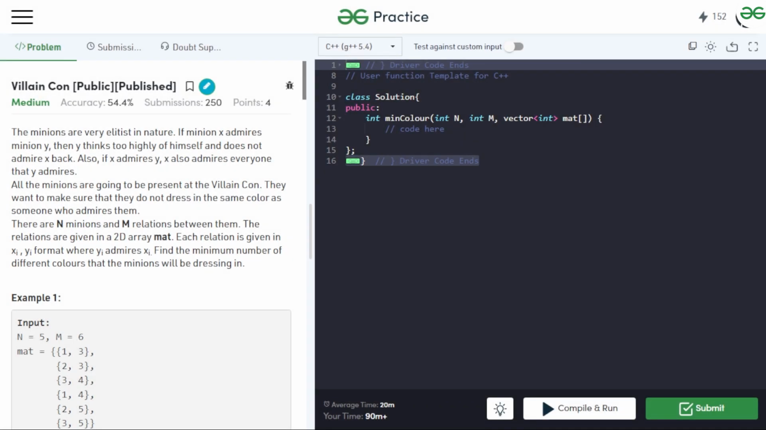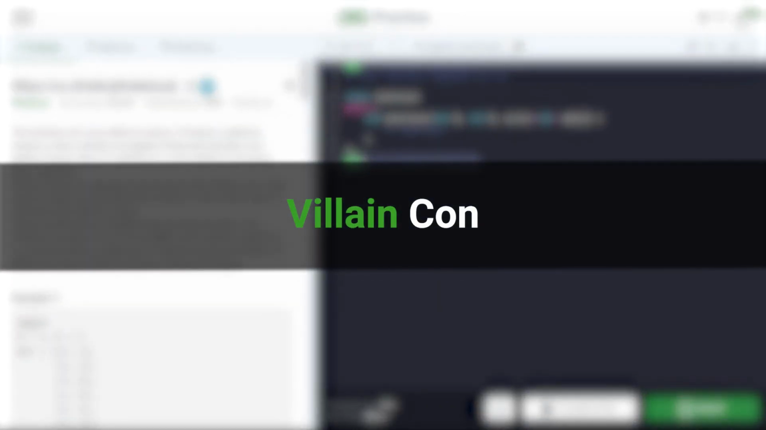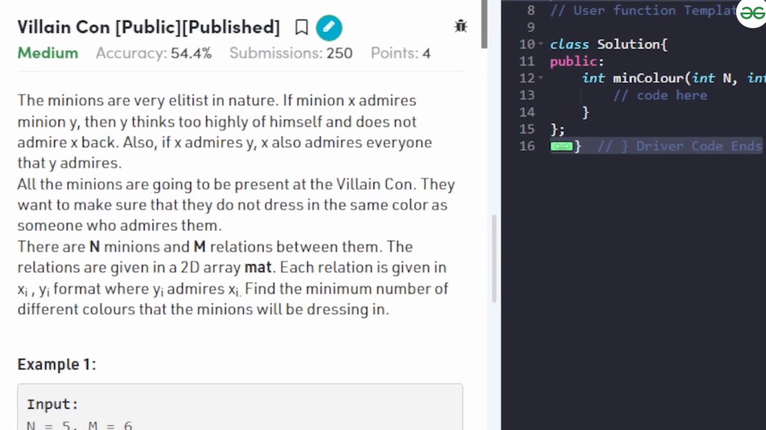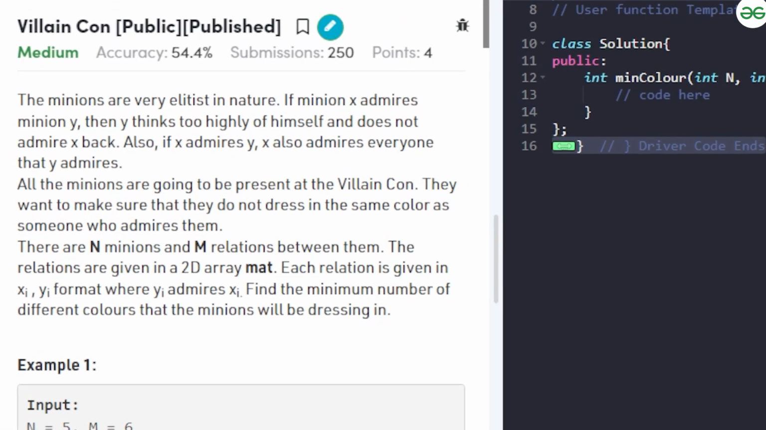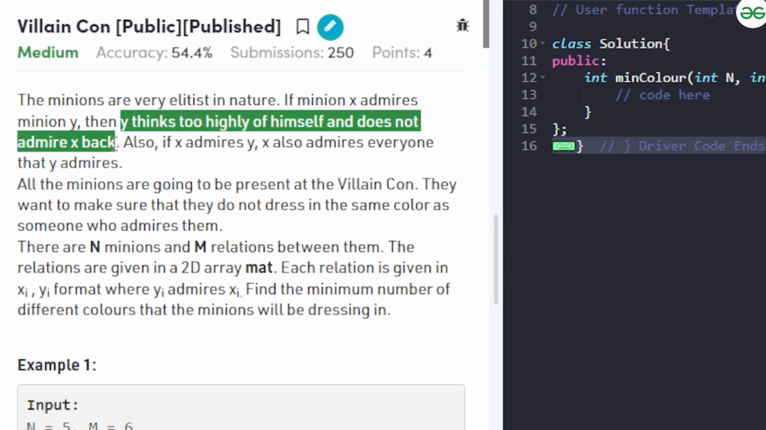In this video, we'll discuss the problem Villain Con. In this problem, it is given that there are some minions which are elitist in nature. So, it is given that if minion X admires minion Y, then Y thinks too highly of himself and does not admire X back.